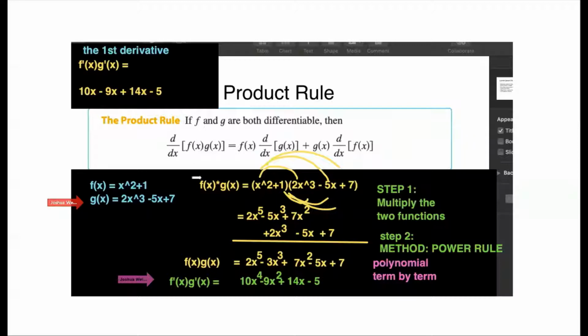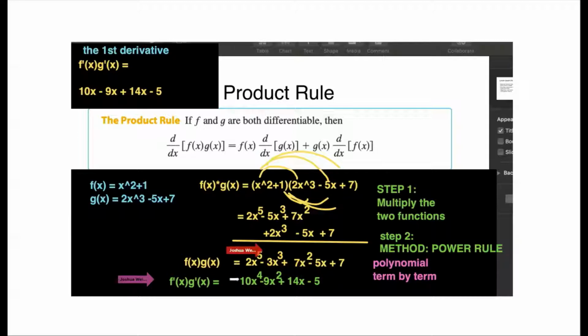So I said, well, one way of solving that without the product rule is we'd have to multiply the 2 polynomials together by hand. Here, it's a 2-term by a 3-term, so we get 6 terms, group like terms, and we get that the function is equivalent to the polynomial 2x to the 5th minus 3x cubed plus 7x squared minus 5x plus 7. Well, what do we do now? Well, we know that according to the power rule, just do it term by term. Multiply the exponent by the coefficient and bring the power level down by 1.